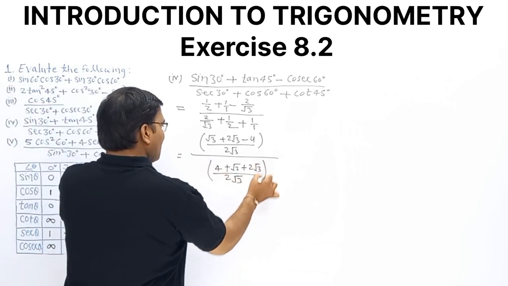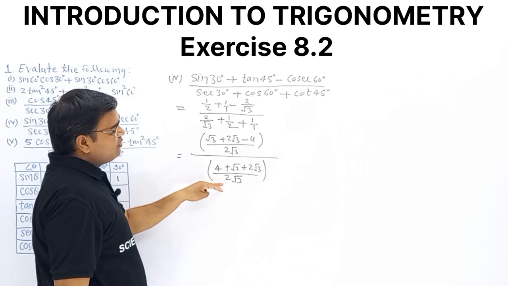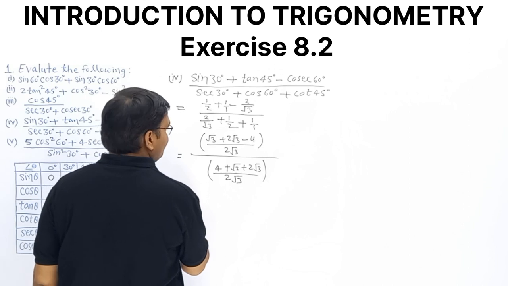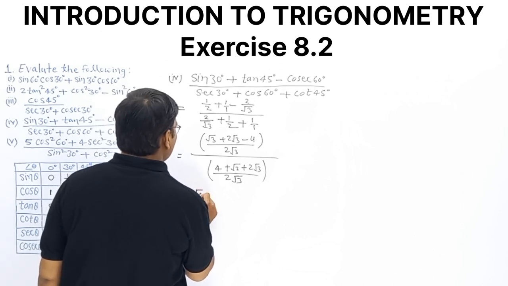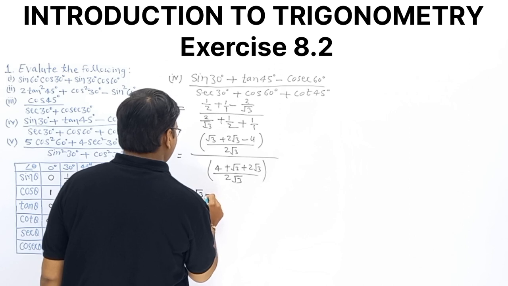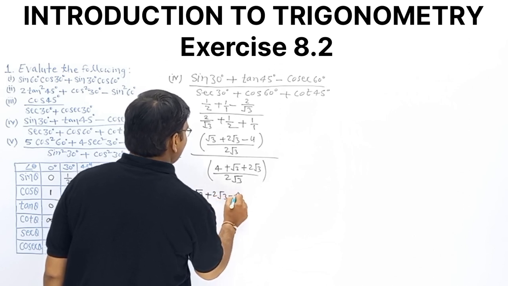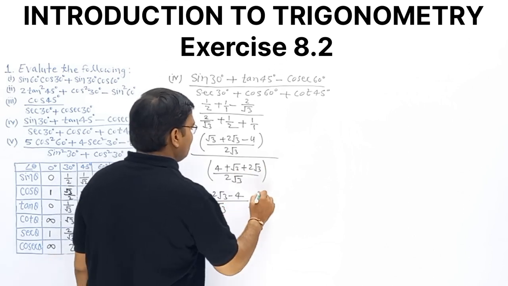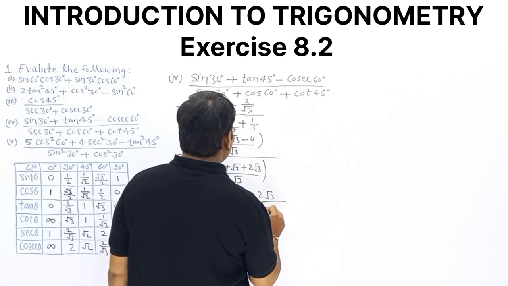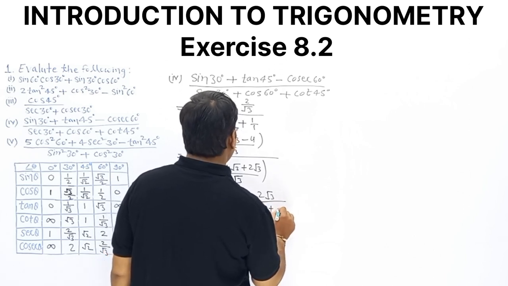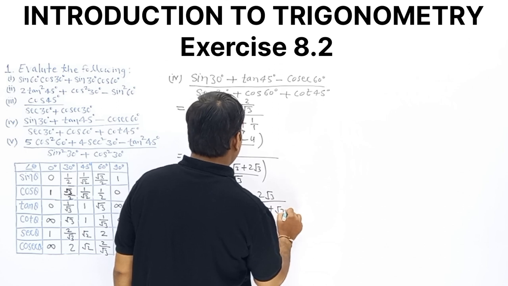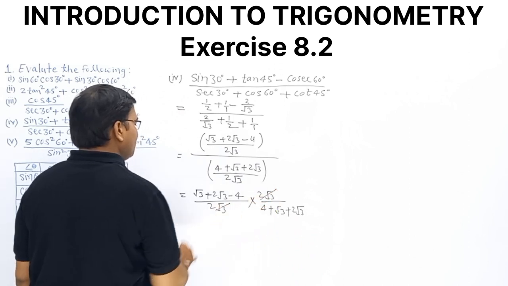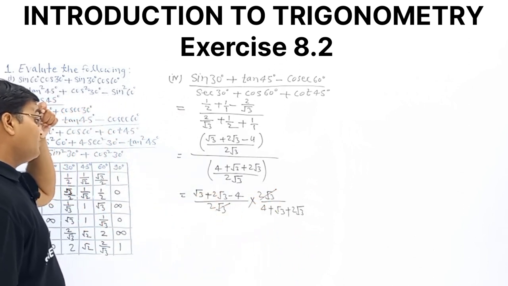Now solve this one. How will we solve? In both numerator and denominator we are having the same denominator, so both denominators will be cancelled. I am writing there: square root of 3 plus 2 square root of 3 minus 4 divided by 2 square root of 3, and once we take the reciprocal of this one, what are we getting? 2 square root of 3 divided by 4 plus square root of 3 plus 2 square root of 3. Yes or no? Now this to this will be cancelled. We are having these terms.